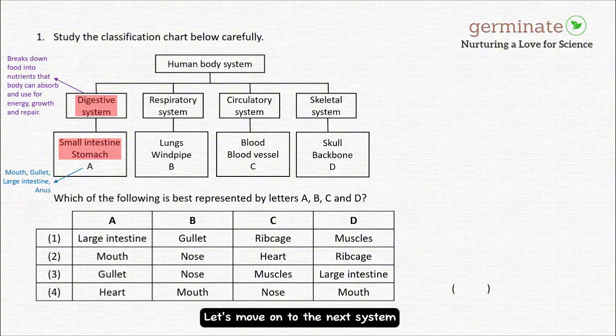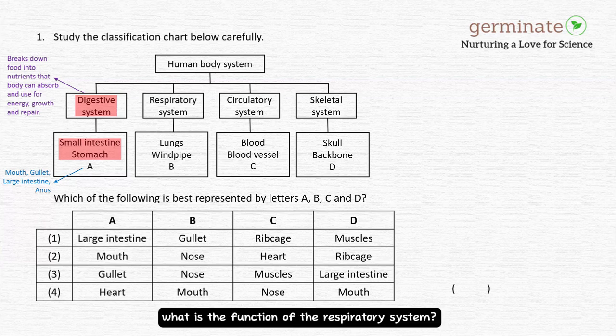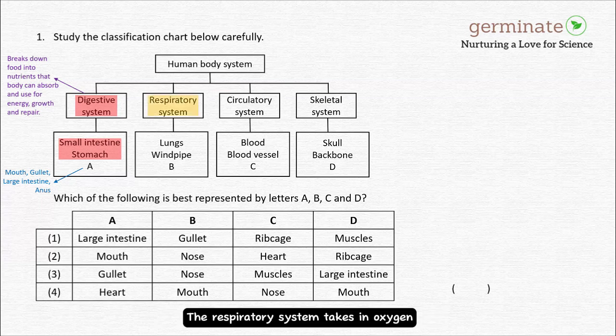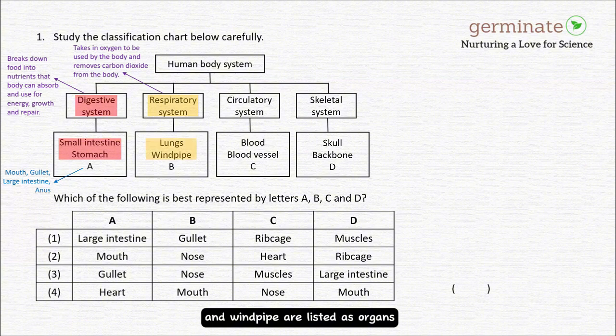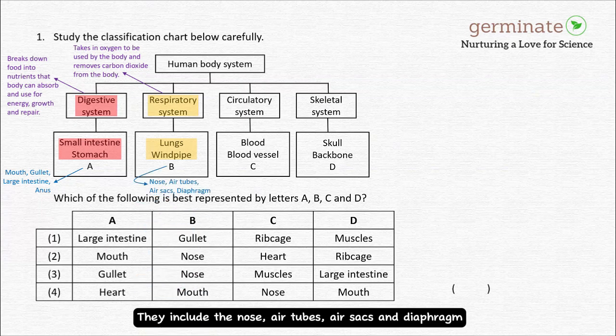Let's move on to the next system, the respiratory system. Can you recall what is the function of the respiratory system? The respiratory system takes in oxygen to be used by the body and removes carbon dioxide from the body. From the diagram, the lungs and windpipe are listed as organs under the respiratory system. Do you know what other organs make up the respiratory system that could be labeled as B? They include the nose, air tubes, air sacs, and diaphragm.